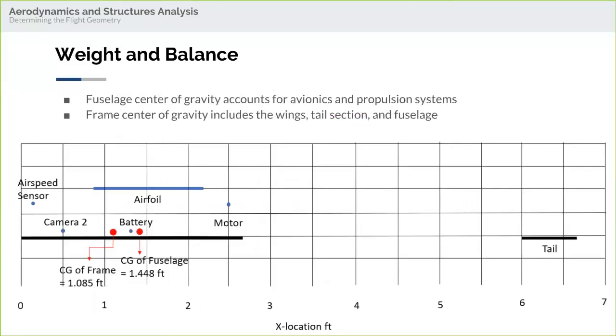The fuselage center of gravity basically accounts for all of the internal components of the aircraft, the avionics and the propulsion system. The frame center of gravity includes the wings, the tail section, and the fuselage. You can see here that it gives us an entire length of our plane of a little over 6.5 feet. You can see where our components will be located relative to one another in this plot here.